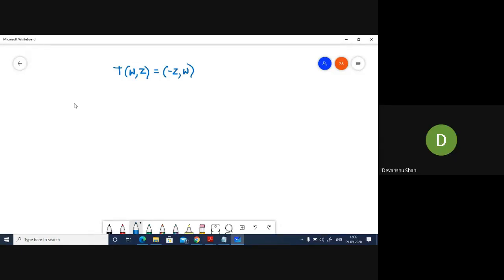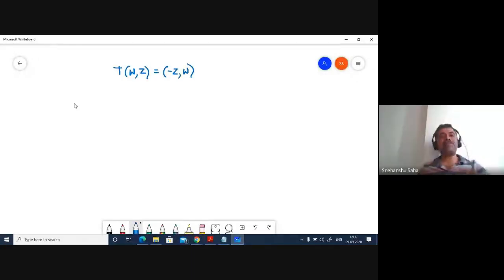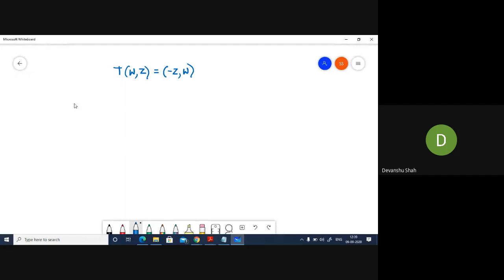Sir, how are you going to do it? One doubt: what is the meaning of two elements in a transformation like T of W comma Z? This is just a column vector, no? Okay, W and Z are the parts of it, okay, fine.